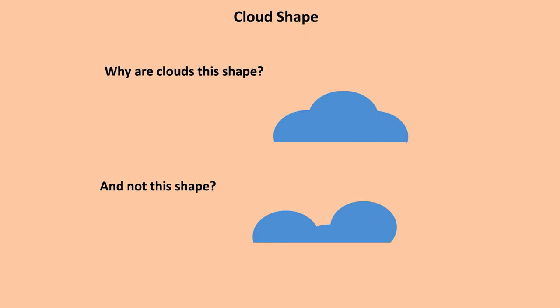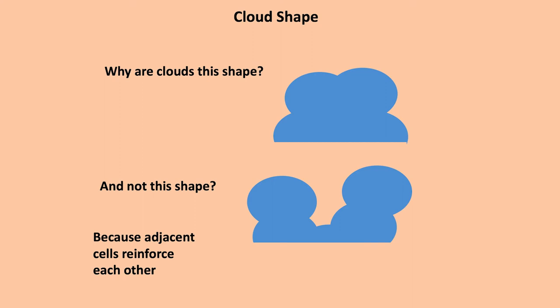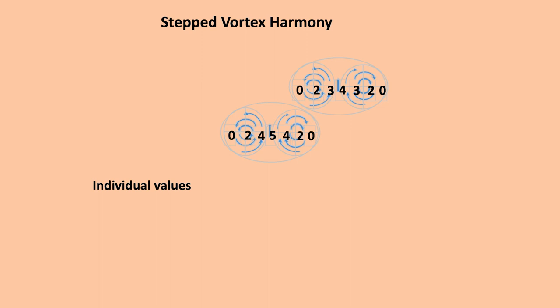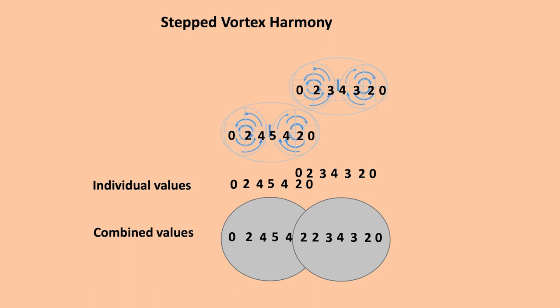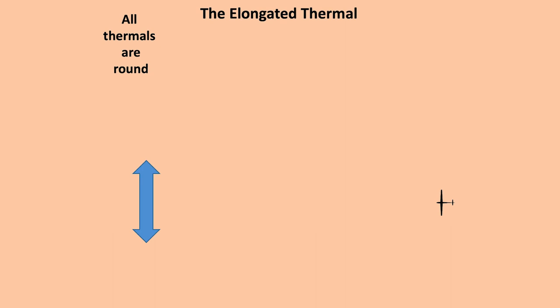Why are clouds this shape and not this shape? Well, because adjacent cells reinforce each other. Stepped vortex harmony then. We look at the vortices here, we have the individual values. If we marry these two together, then we end up with this kind of a pattern on our vario. And if we fly straight down the middle, then we may get the impression that there's an elongated and rather cluttered thermal, but it's just two vortices next to each other. The elongated thermal then doesn't exist. All thermals are round.